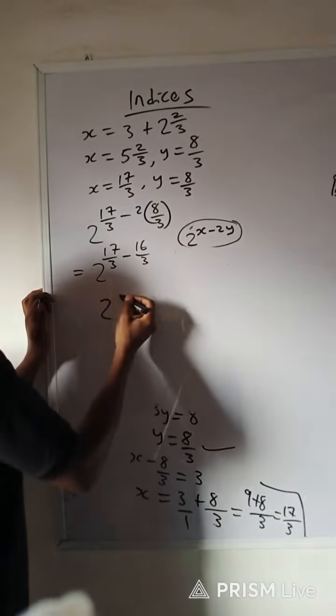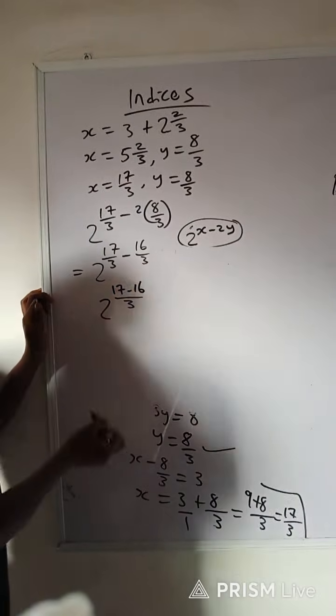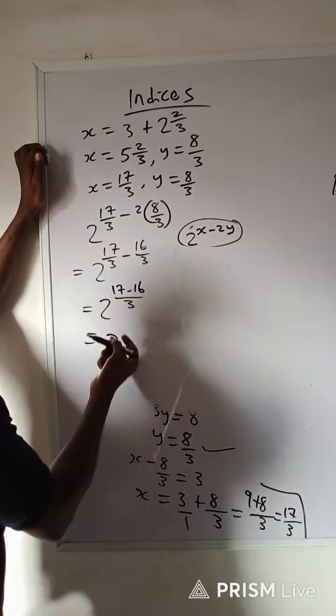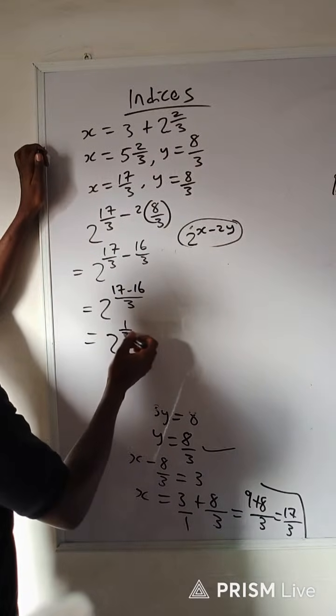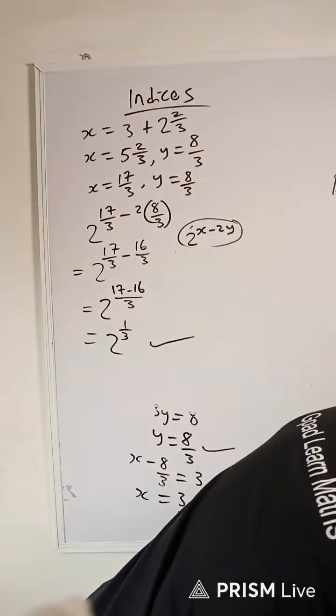They have the same denominator. Just maintain it. You do 17 minus 16. So that your final answer is what? 2 raised to the power of 17 minus 16 is 1, then over 3. People, your final answer is 2 raised to the power of 1 over 3.